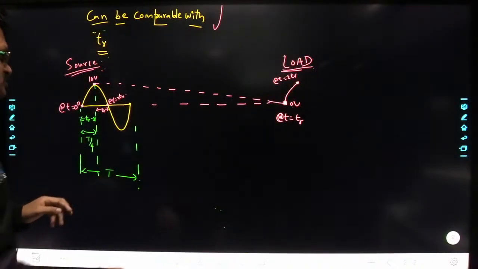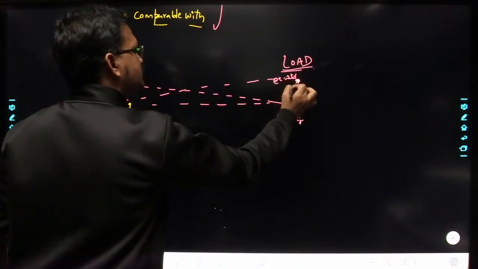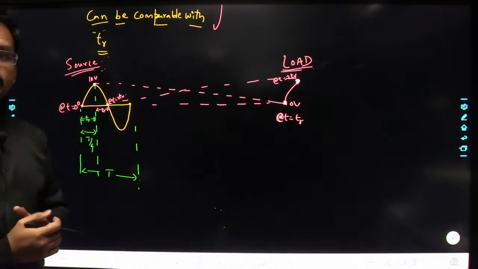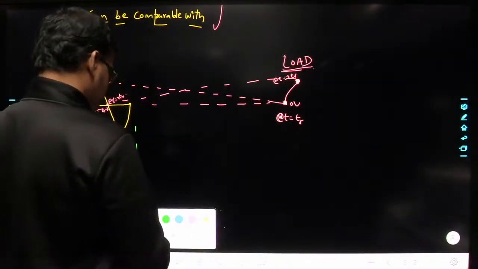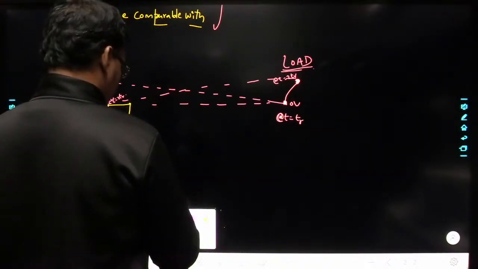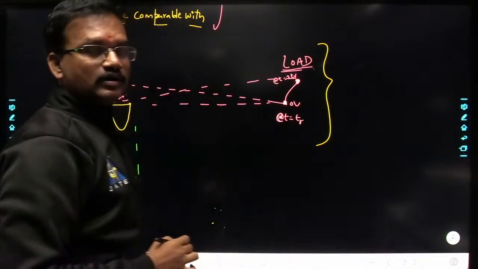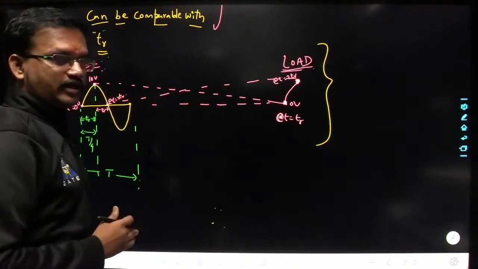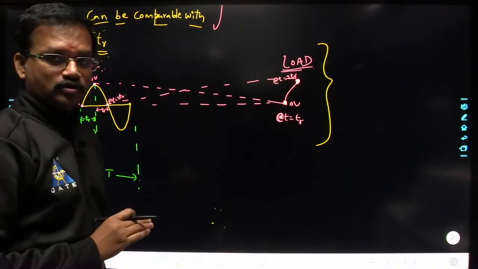Understood? So that means there exists a significant phase shift between source and load. Yes or no? Okay. So here in this case, whenever the time period of the signal is comparable to transit time, here we have seen that there exists a significant phase shift between source and load. Understood? Okay.